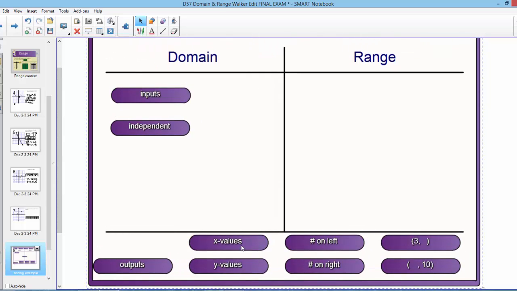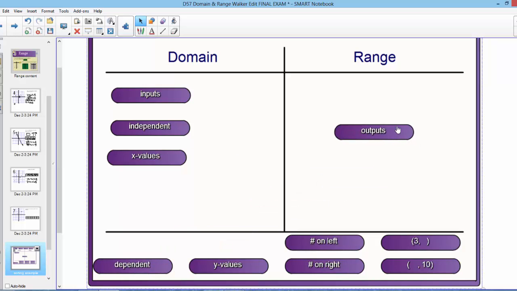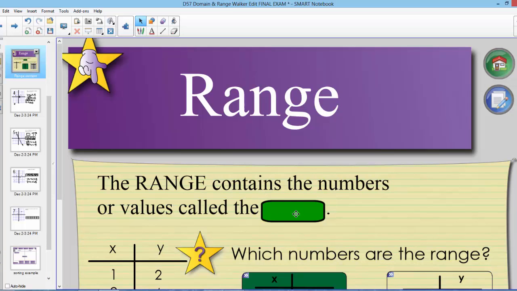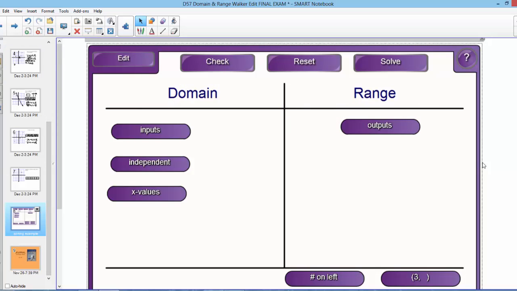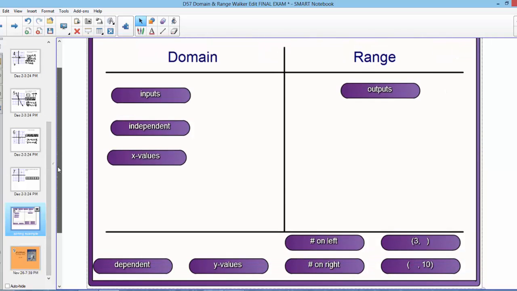Now, we have x values, and we just said that one. And let's see here. Outputs. Outputs, as we saw in the definitions at the beginning, the range contains the numbers or the values called the outputs. So that goes under range.